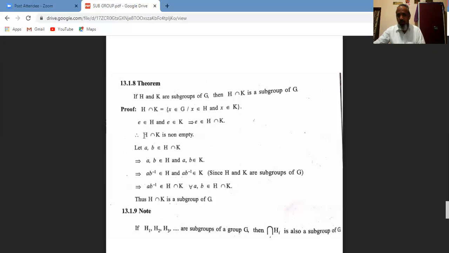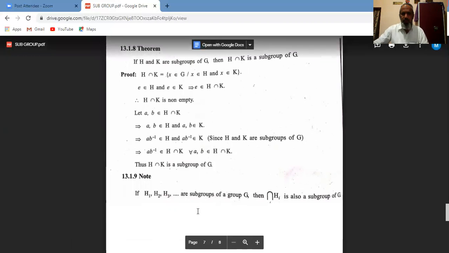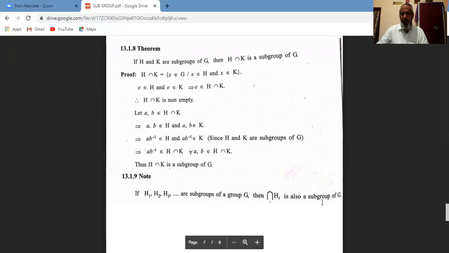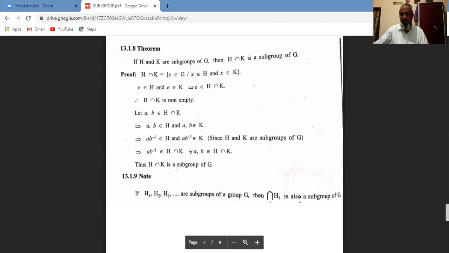What we proved in the first theorem is, if H is a subgroup of G, then a, b belong to H gives a b inverse belongs to H. Similarly, here we are taking a, b belong to H intersection K and we are getting a b inverse belongs to H intersection K, which implies H intersection K is a subgroup of G. So note, if H1, H2, H3, and so on are subgroups of a group G, then the intersection of all Hi is also a subgroup of G. We can take a finite number of subgroups H1, H2, H3, up to Hn, so the intersection of all Hi, i equal to 1 to n, is also a subgroup of G. If we take three subgroups, then the intersection of all three is again a subgroup of G. This is the corollary or note.